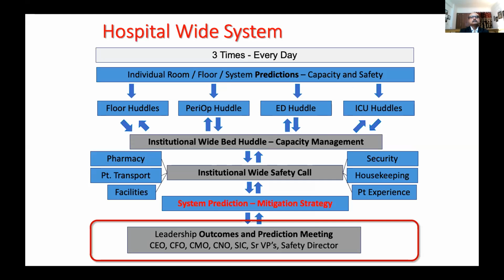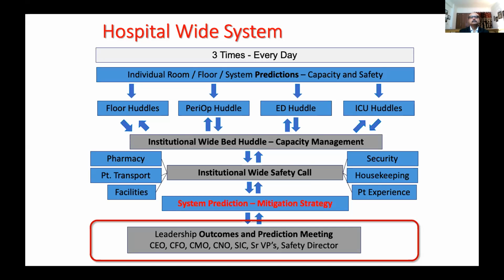This is what a hospital-wide system looks like that we designed at Cincinnati Children's, and that we now use across all children's hospitals across the United States. We begin with these predictions of who's sick, who might get sicker. We run a series of huddles. You can see here the ICU huddles, the emergency department huddles, the OR huddles, and individual inpatient unit huddles. These huddles then become an institution-wide bed huddle that allows us to manage our capacity.